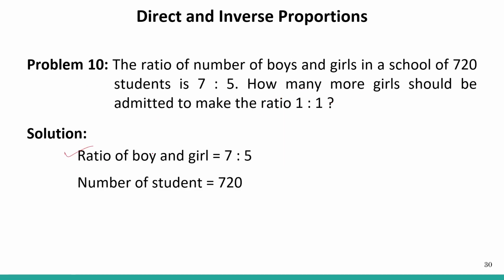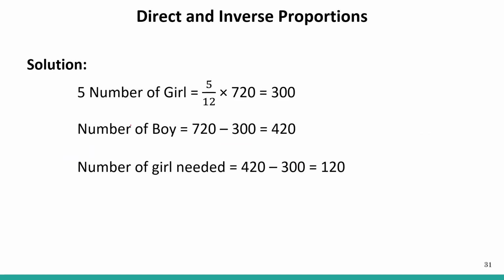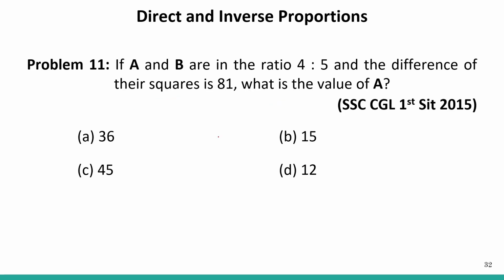So the ratio of boys and girls is 7:5, right? So the number of students will be 720. So the number of girls is 5 by 12 into 720, that is equal to 300. So the number of boys is equal to 720 minus 300, which is 420, right? So the number of girls needed is 420 minus 300, which is equal to 120.